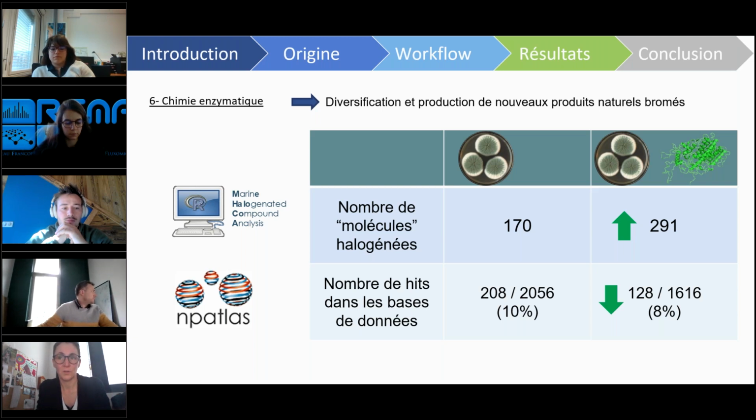Okay, next please. So in the end, this strategy was quite interesting because we managed to increase the number of halogenated molecules. And we also compared the number of hits in the databases. So in fact, we decreased the number of hits in the databases, meaning that we actually produced some new chemistry, which was one of the goals.